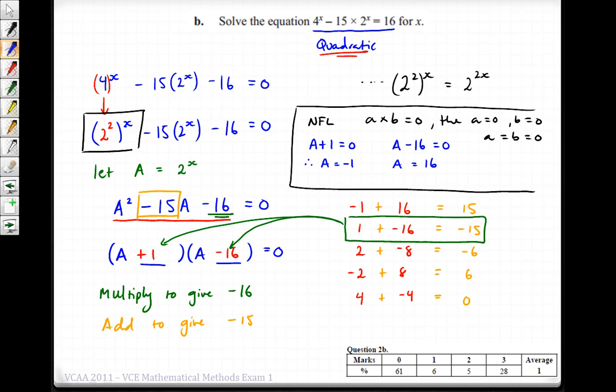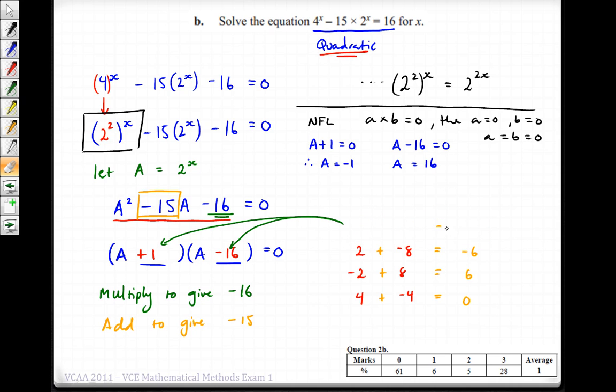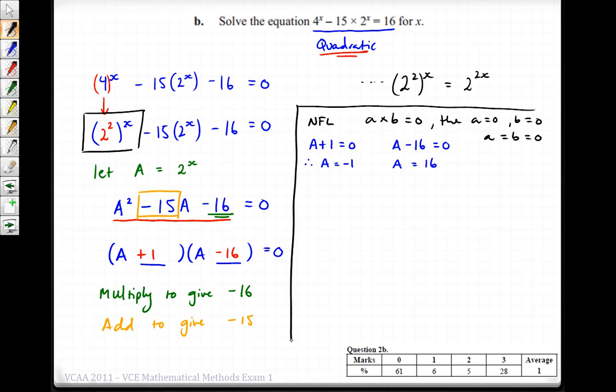I'll just need to grab a little bit more room to do my working now. So I'll get rid of this. Hopefully you can look back at the video if you need to see what was going on there. Alright, so now we've got a little bit more room. So remember back at this stage here, we said that we'd let A equal 2^x. So now we can substitute that in to say that 2^x equals negative 1, or 2^x equals 16.